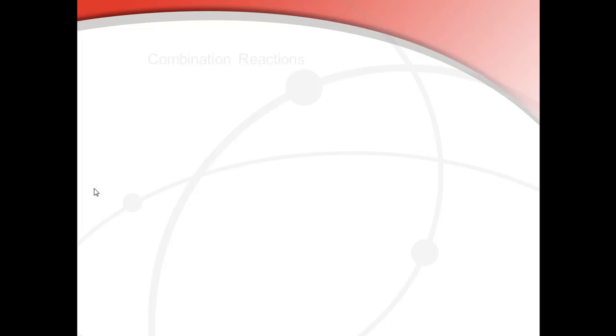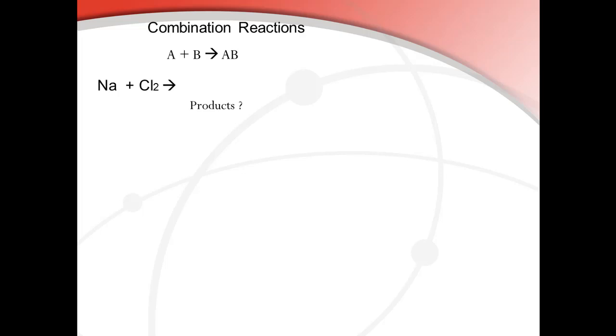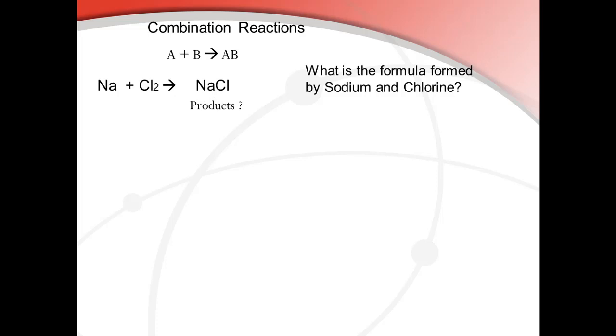The next reaction we'll do are combination reactions. If you remember combination reaction in general form, we have 2 reactants, they give us 1 product. There's a variety of different types of combination reactions, but essentially the question you need to ask yourself here in this example, we have sodium and chlorine. What is the formula of the compound formed between sodium and chlorine? Simple enough, NaCl.